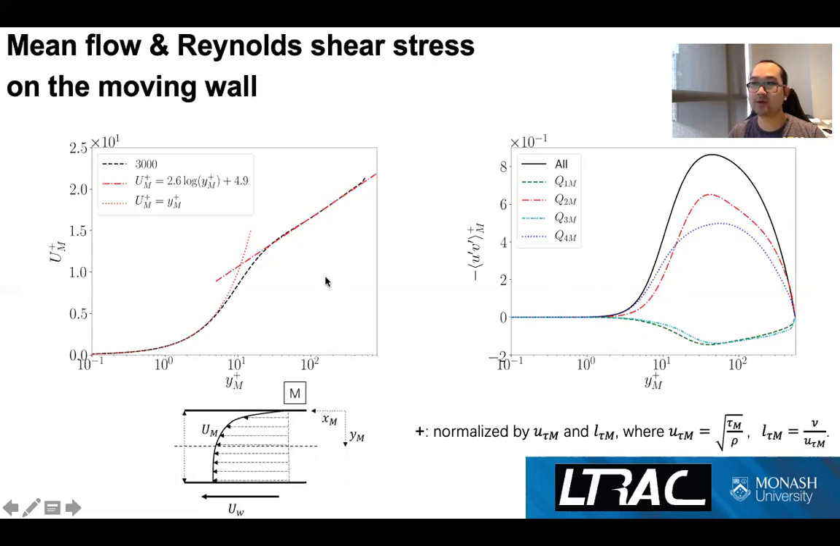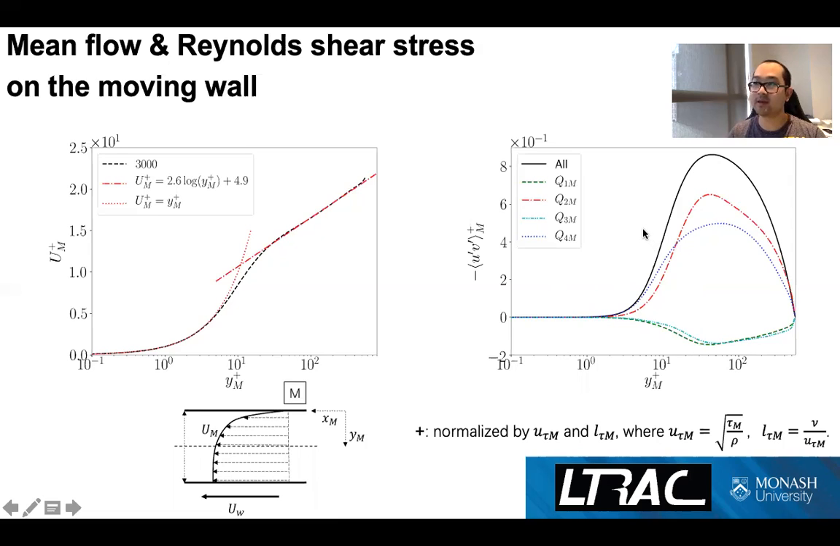On the moving wall, the mean streamwise velocity in friction viscous scale is shown in the left figure. We can see the profiles collapse to the linear scaling law and the log law. Basically, the mean flow near the moving wall is similar to a channel flow. The figure on the right-hand side shows profiles of the Reynolds shear stress contributed from four quadrants.